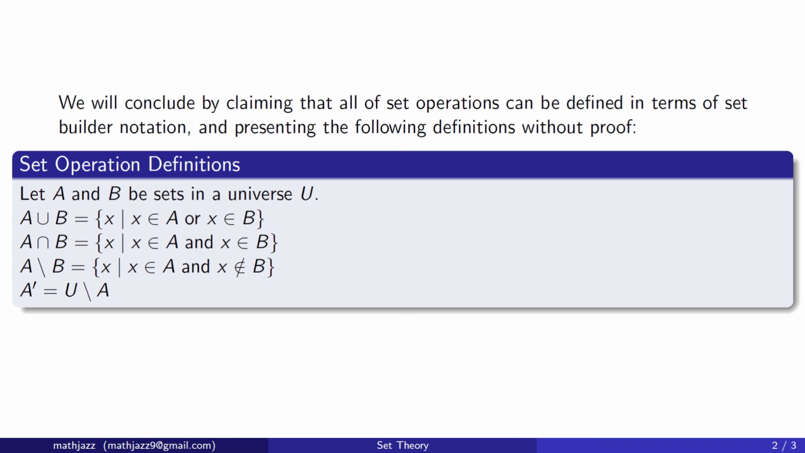I leave it as an exercise to you, the viewer, to figure out why each of these left-hand sides of the equal signs are equal to the right-hand sides. The way you do that is you show that every element on the left is on the right, and every element on the right is on the left. We'll probably have a video up showing the proofs of these at some point, but think about it yourselves.